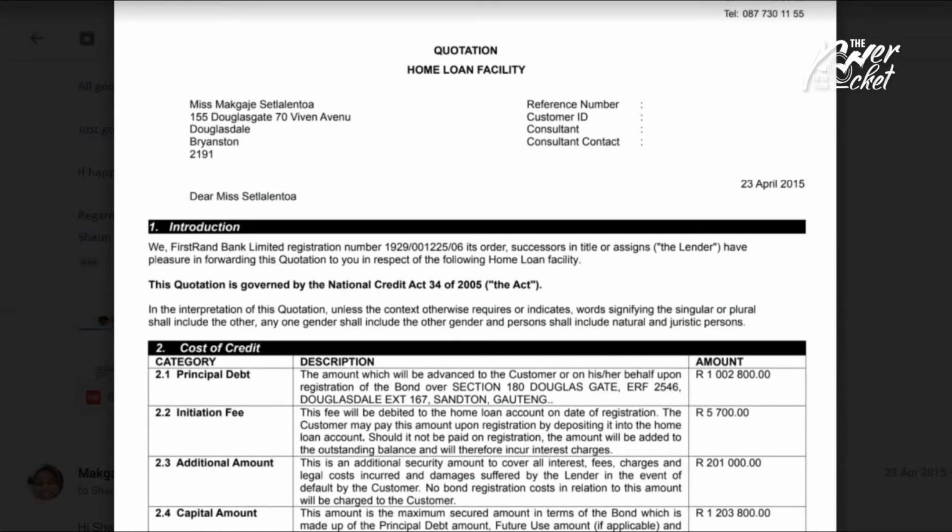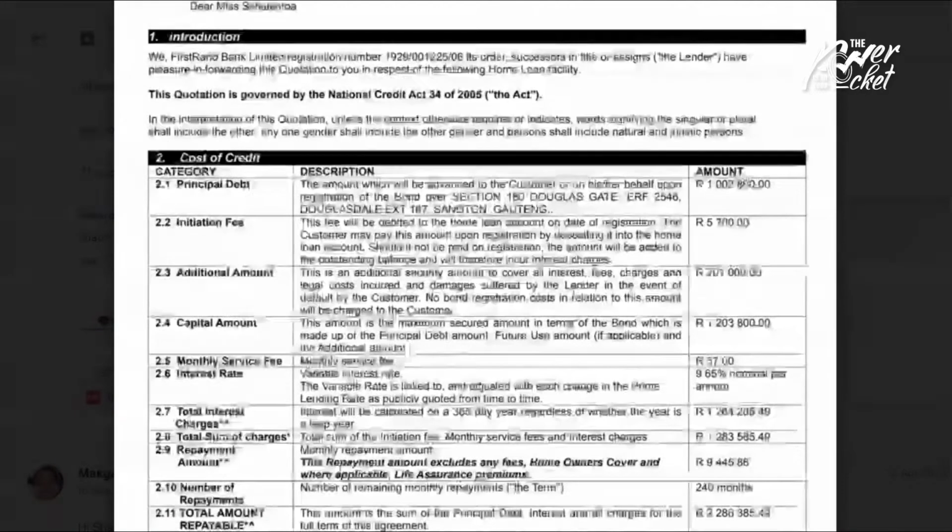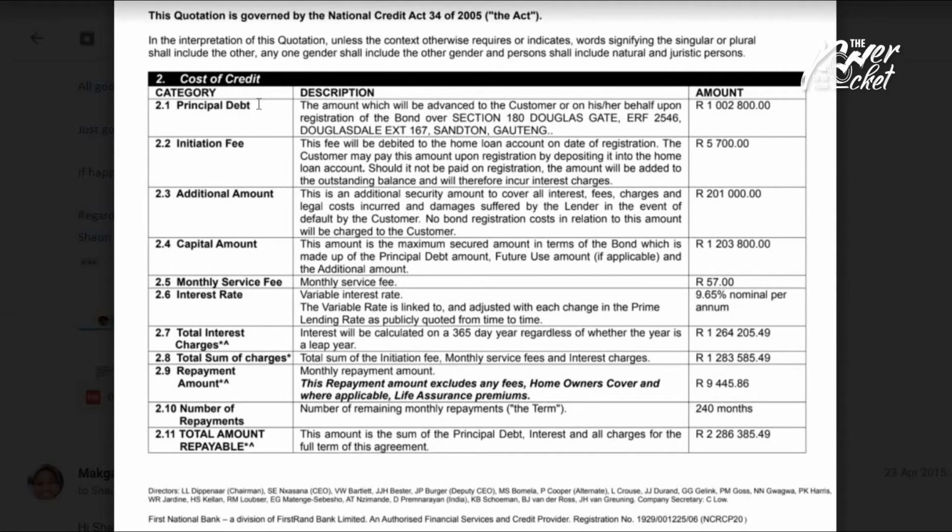So here's an example of a quotation. This was my quotation for my home loan facility back in 2015, and it has all the information that was stated in that document from Bank CETA. You find the principal debt right there, and it also shows you the bond, the property in which I was bonding. And then here's your initiation fee.